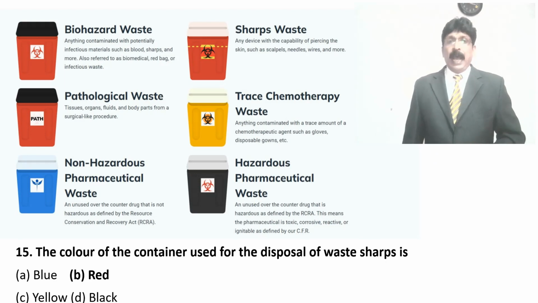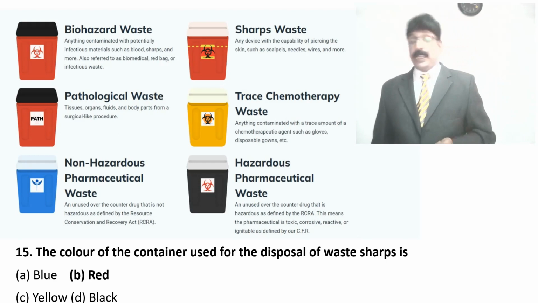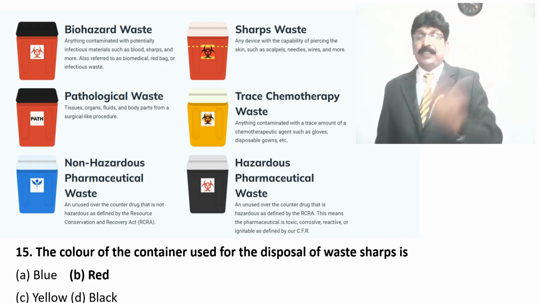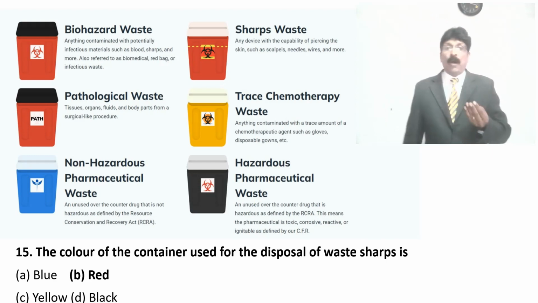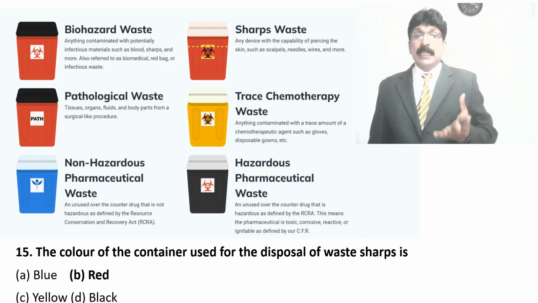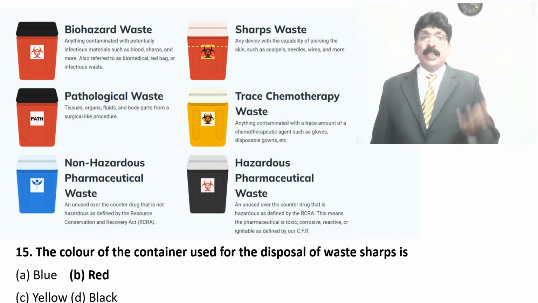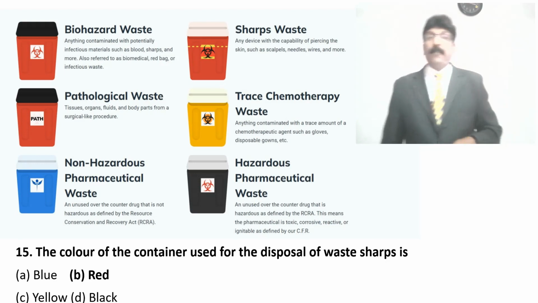And trace chemotherapy waste should be a yellowish color, which is shown there with the symbol. We can see anything contaminated with a trace amount of chemotherapeutic agents, such as disposable gloves. All these things should be used for this chemotherapy waste, which should be yellowish color.